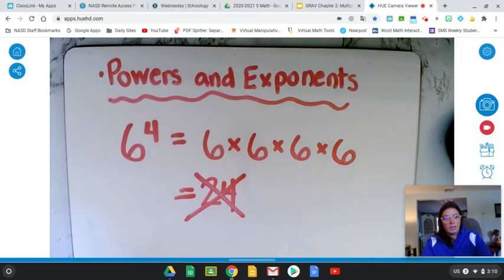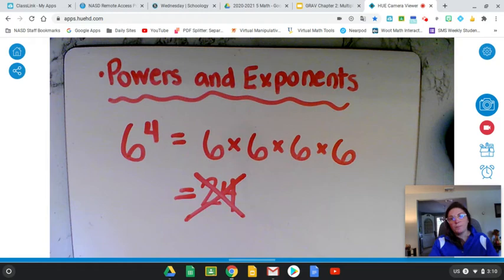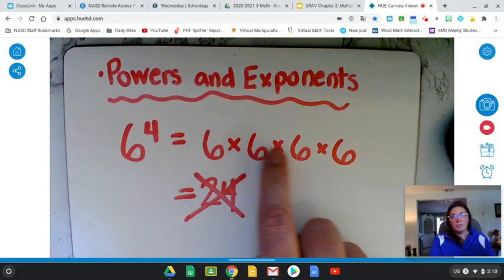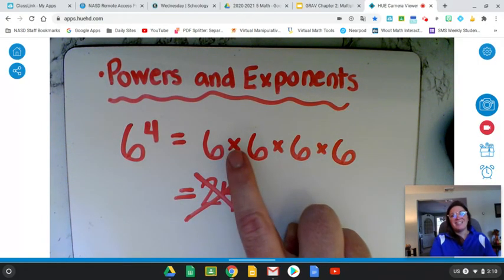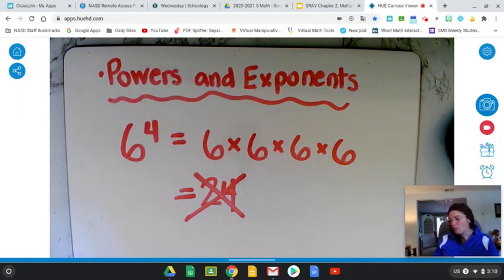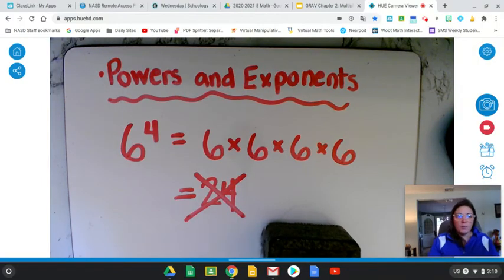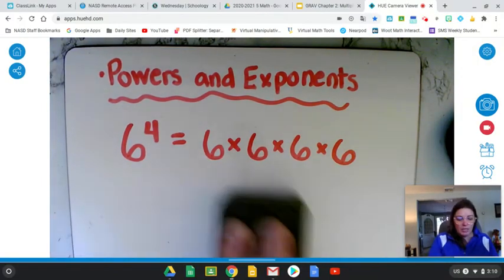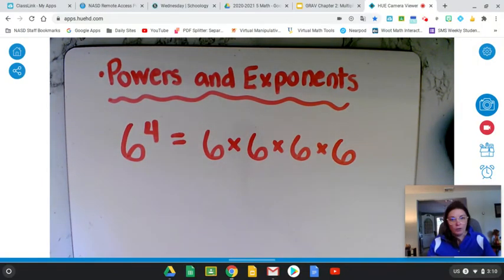Now, I'm going to tell you right now, it does not equal 24. 6 times 4 is 24. 6 plus 6 plus 6 plus 6 equals 24. But this is different. This is 6 times 6 times 6 times 6, which is a lot more than 24. The thing with exponents and powers is that numbers get bigger quicker.